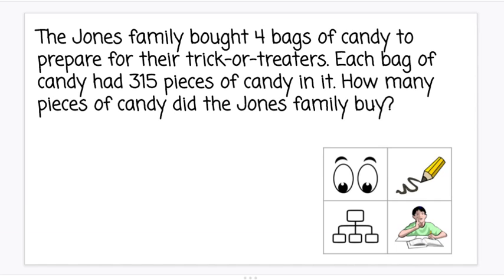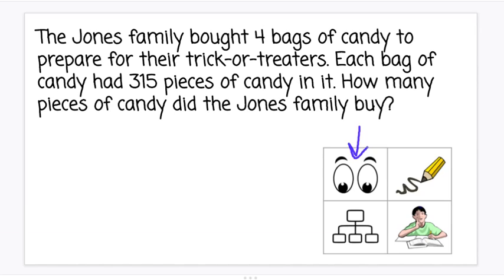So let's start with our first problem. I'm going to read it 2 times. That's my first step. The Jones family bought 4 bags of candy to prepare for their trick-or-treaters. Each bag of candy had 315 pieces of candy in it. How many pieces of candy did the Jones family buy?